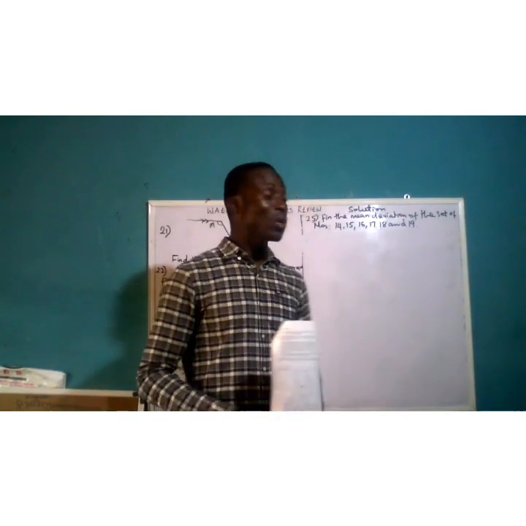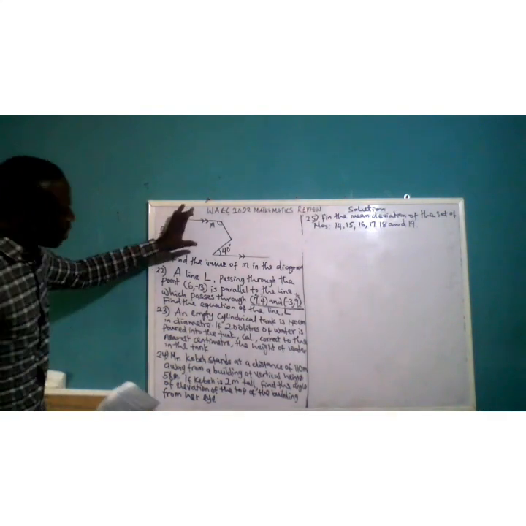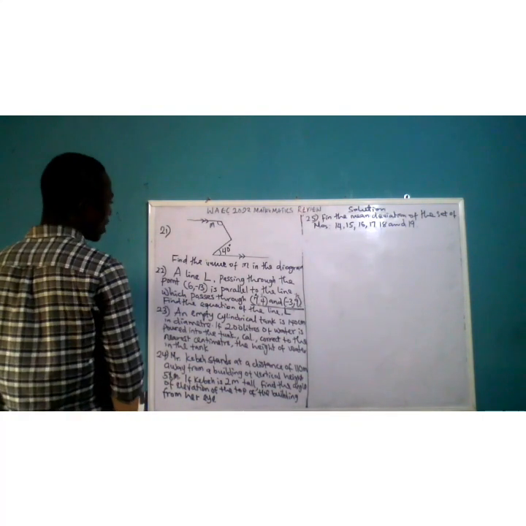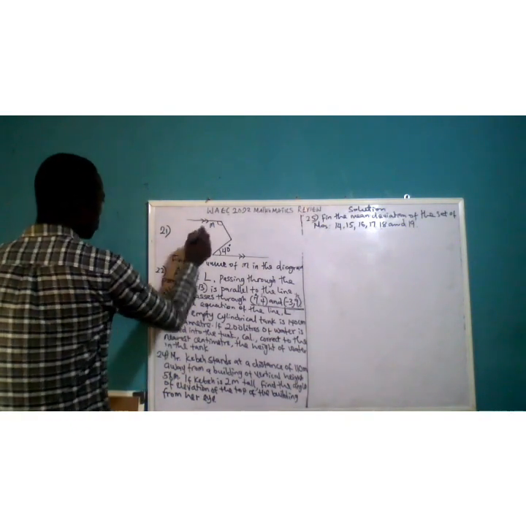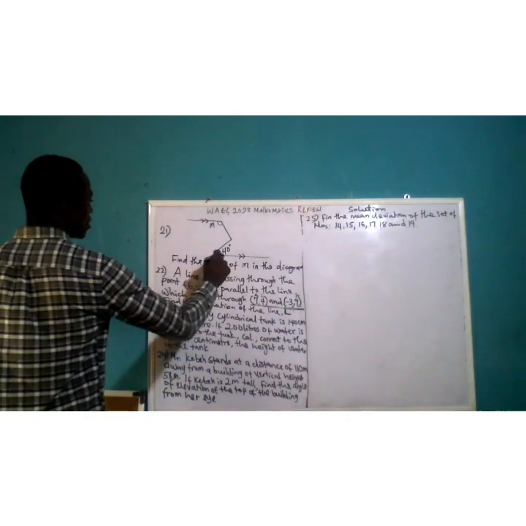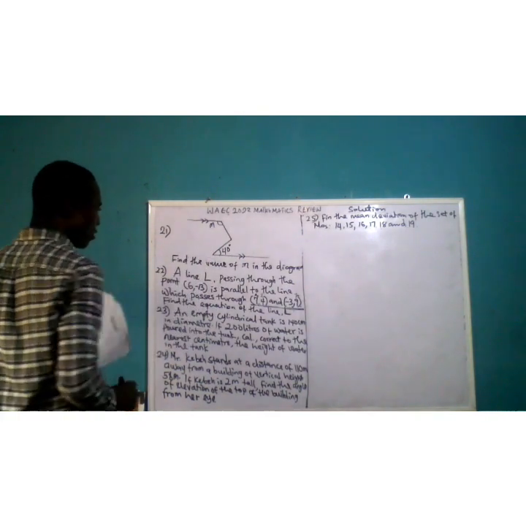Now, let's have question number 21. In question number 21, we are given a diagram as you can see it on the board. If you look at it very well, this line is parallel to this line. This line is parallel to this line. And this angle is given as 40 degrees. We have to find the value of M, right?